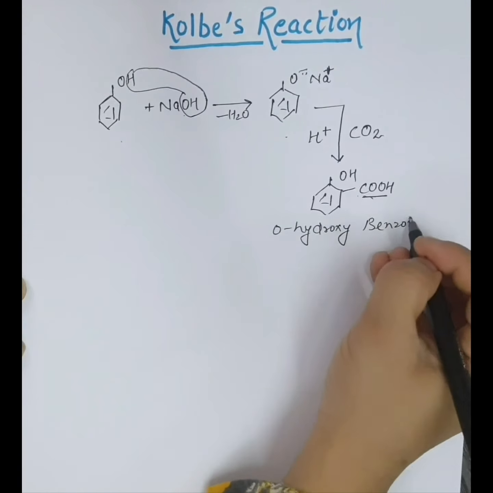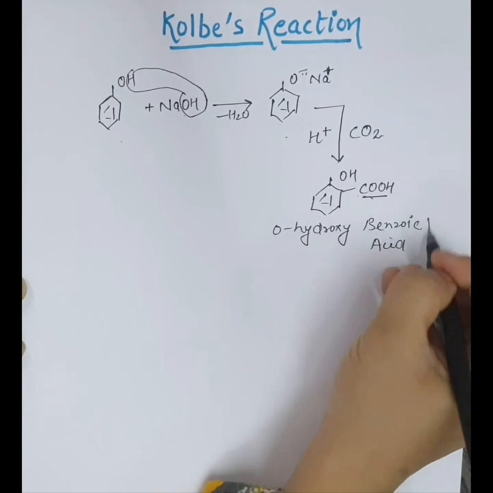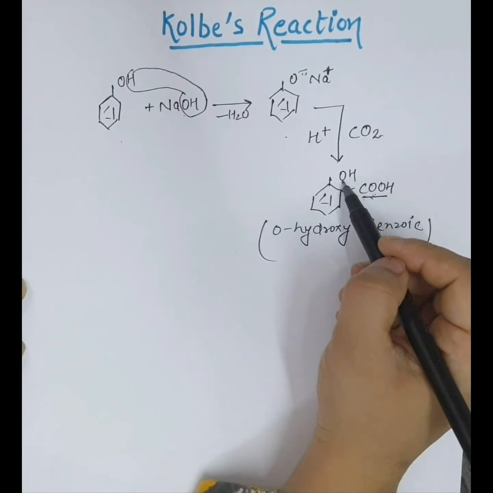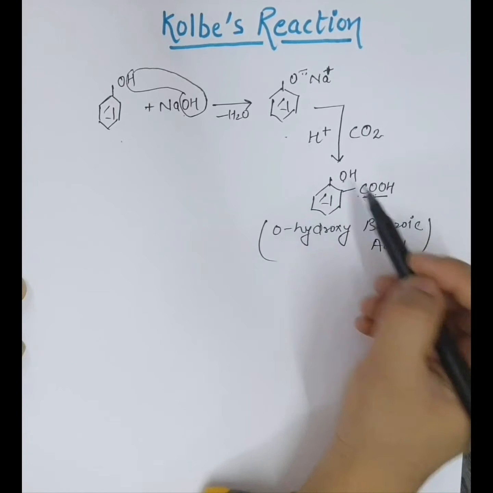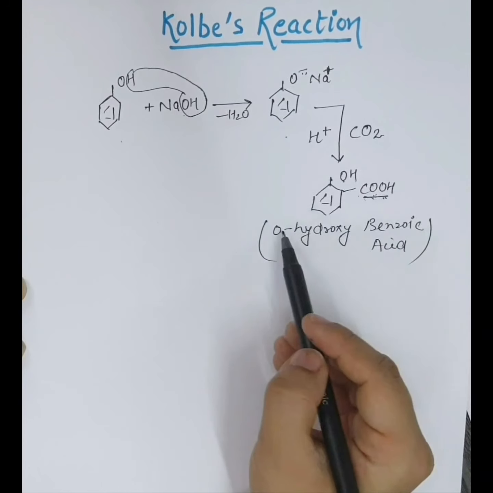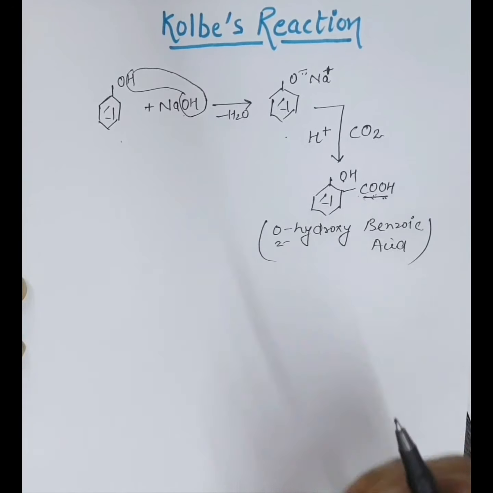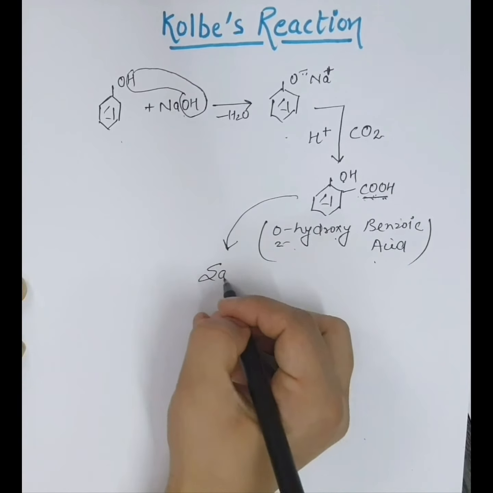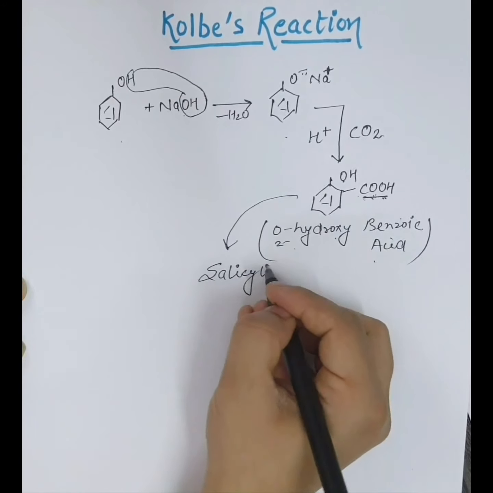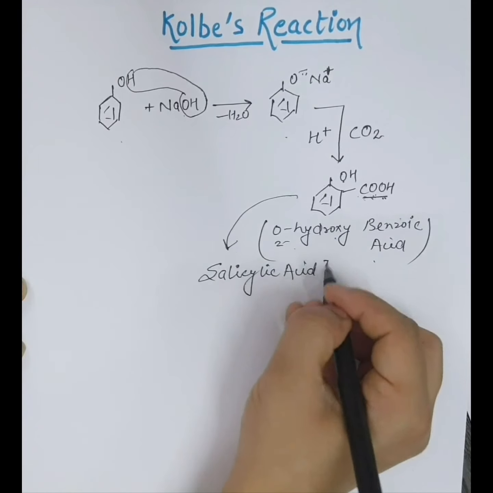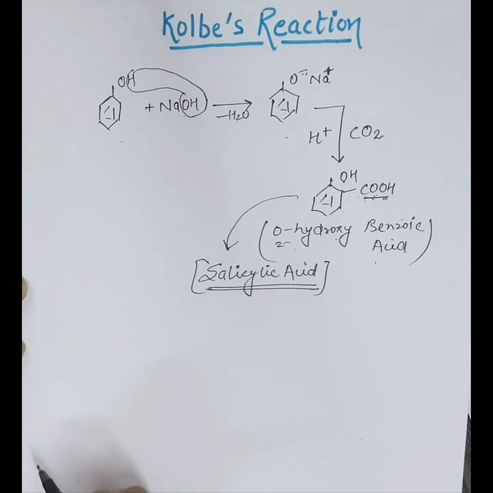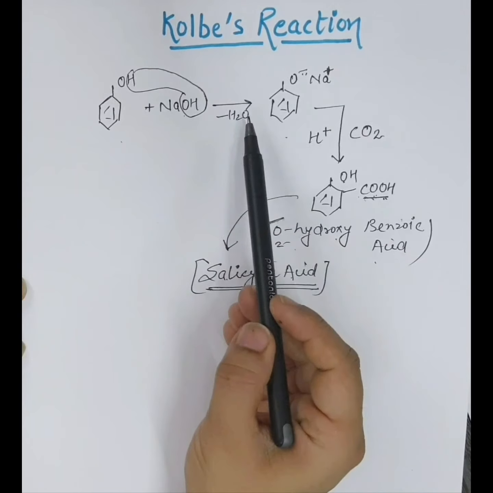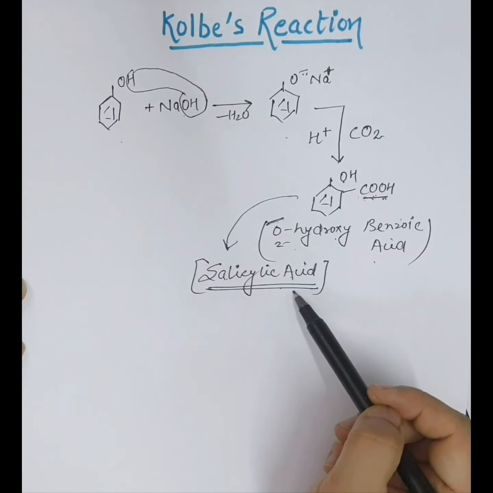Ortho-hydroxybenzoic acid, because the COOH group is superior in the IUPAC nomenclature to the OH group, so we will use a prefix for the OH group and a suffix for the COOH group. So ortho, or we can say 2-hydroxybenzoic acid, and the common name of this compound is salicylic acid. The common name is more important in comparison to the IUPAC name of this compound, salicylic acid. So in Kolbe reaction the major product is salicylic acid.